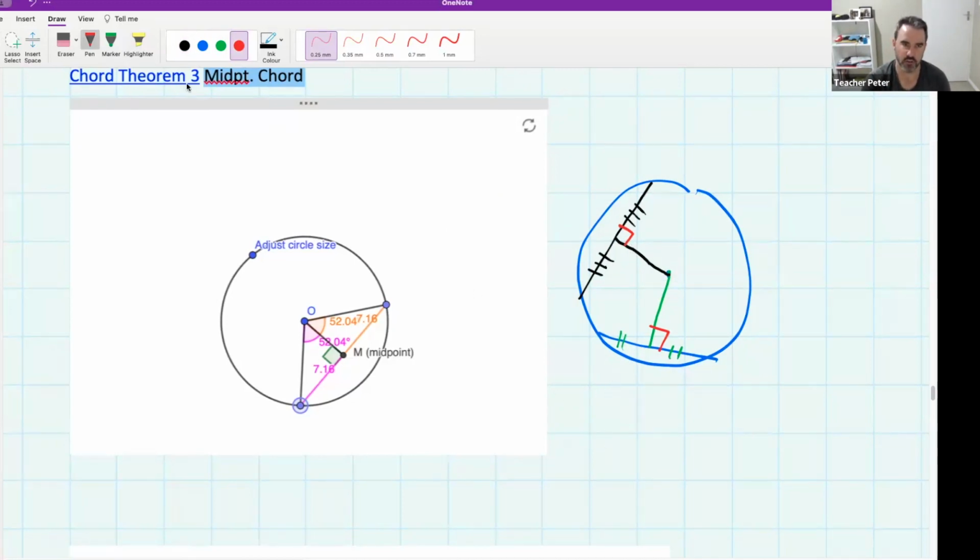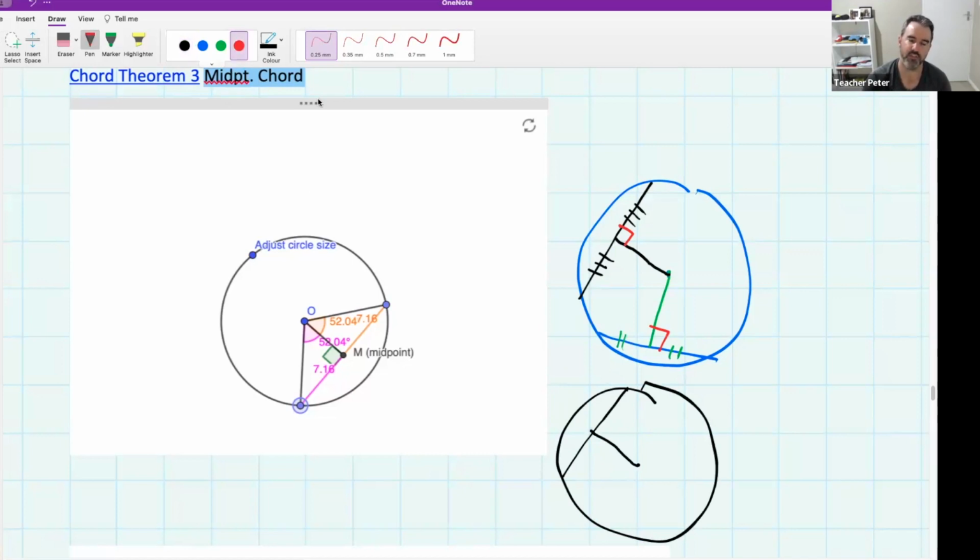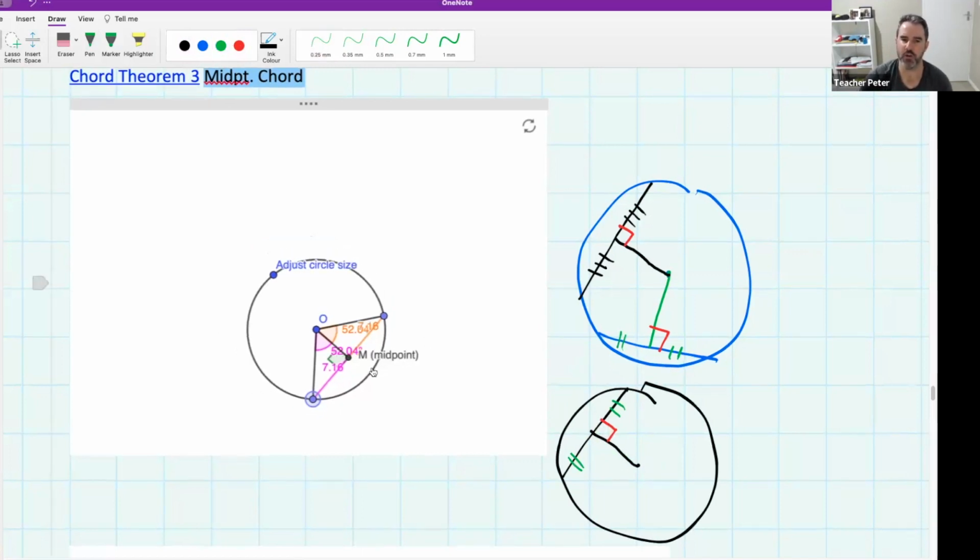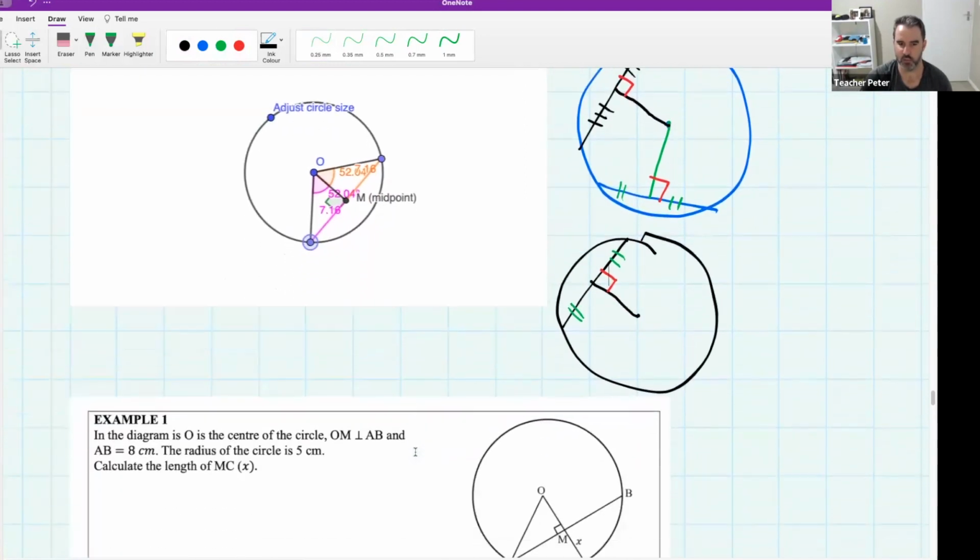And then the converse of this, which I'll go into maybe more detail: if you've got a line from the center and you draw it perpendicular to the chord, then that line from the center will always cut the chord in half. And that theorem is just called line from center perpendicular to chord. I want to show you this in a question and then you'll be able to understand how we use it.